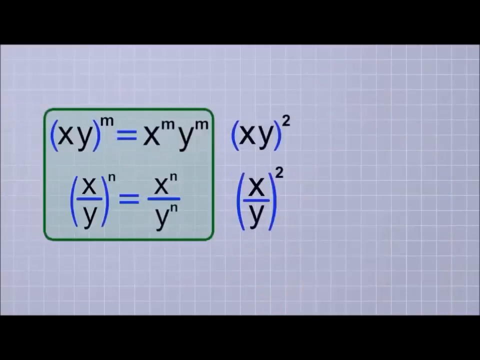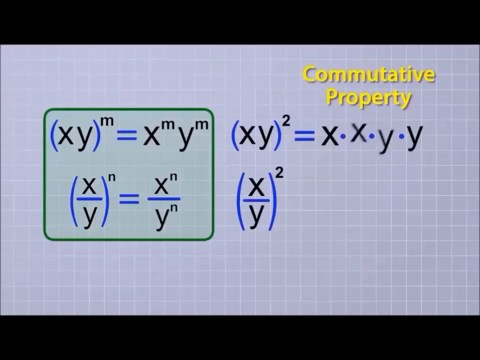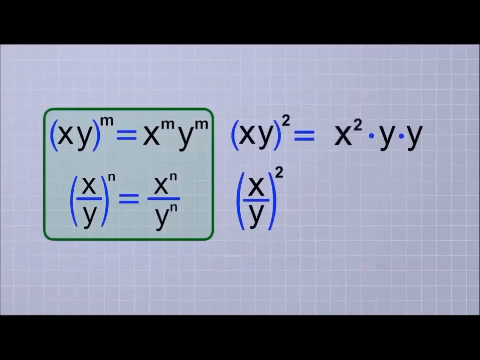In the first expression, we have the quantity x times y, squared, and that's the same as x times y times x times y. And the commutative property says that we can rearrange those factors like this, x times x times y times y. But look, we can simplify that into x squared times y squared, so that checks out.